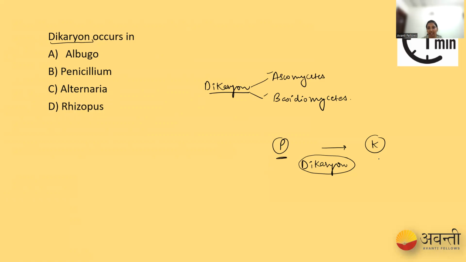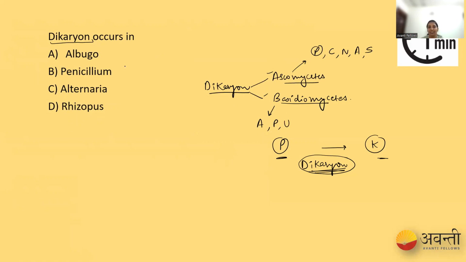So between the plasmogamy and the karyogamy, there is a stage known as the dikaryon. So the dikaryon stage you can see in Ascomycetes and in the Basidiomycetes. Examples of Ascomycetes are Penicillium, Claviceps, Neurospora, Aspergillus, Saccharomyces, which is yeast. In Basidiomycetes, it is Agaricus, Puccinia, Ustilago.